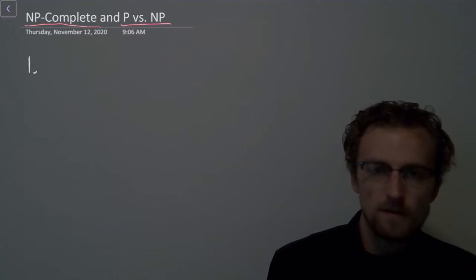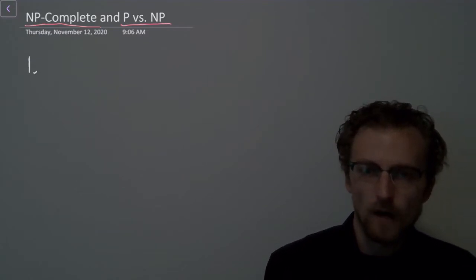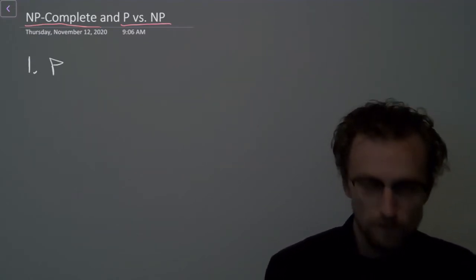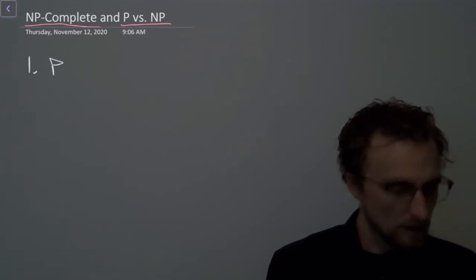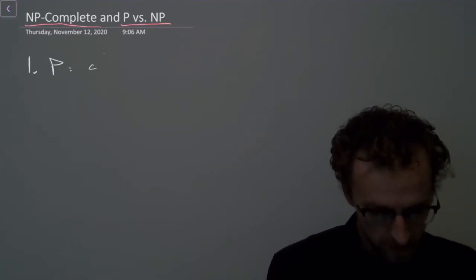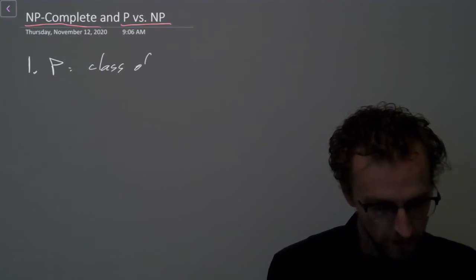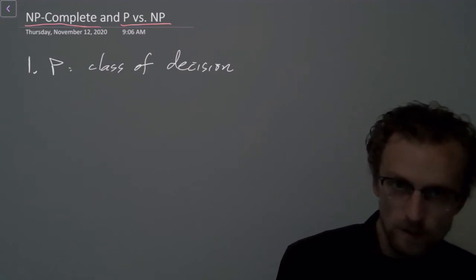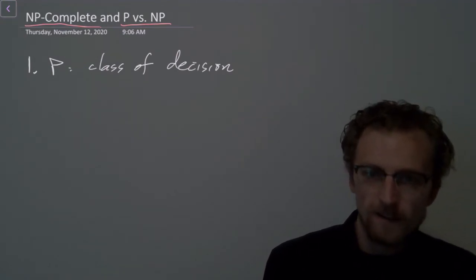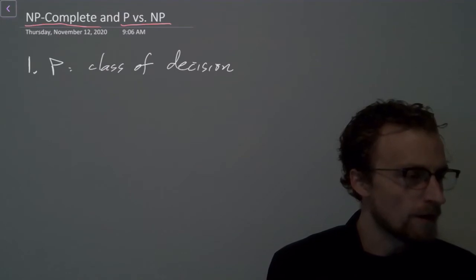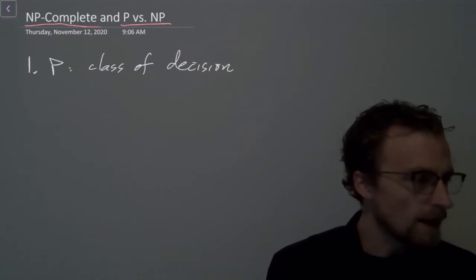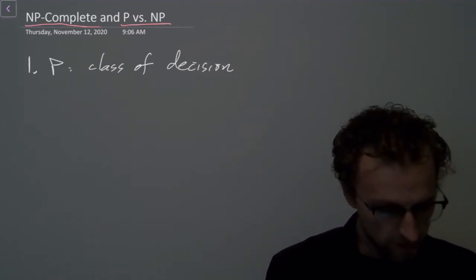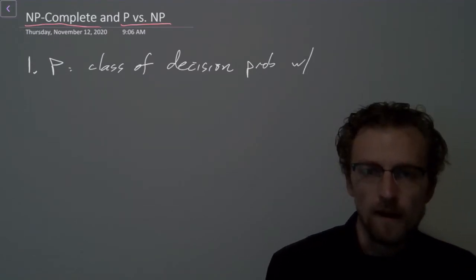Last time, in the last set of videos, I defined a couple classes of problems, right? So one of the classes of problems I defined was the class P. We can think of class P as the class of decision problems. And a decision problem, remember, is a problem that has a yes or a no answer. So we're going to be very strict about defining these as decision problems from here on out. So P is the class of decision problems that can be solved with a polynomial time algorithm.